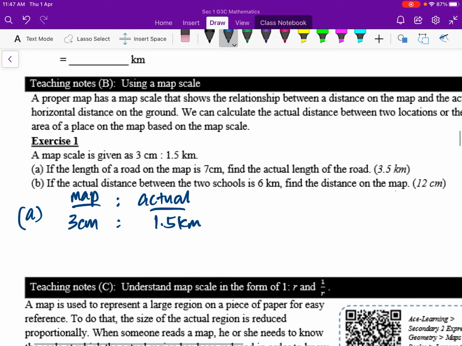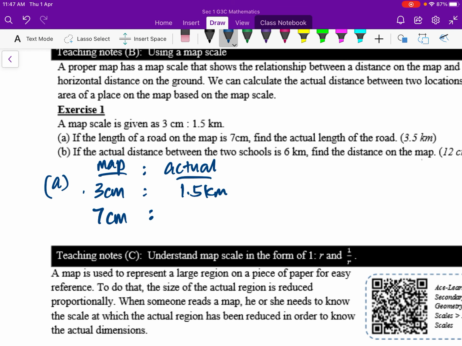Then they tell us that the length of the road on the map is 7 cm. Okay, so 7 cm, find the actual length of the road. So how do I go from 3 cm to 7 cm? What should I multiply by? If you can find out this value, then you multiply by the same value over here, and you get the actual length.